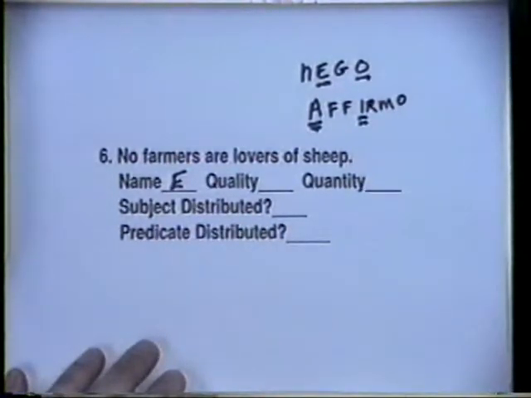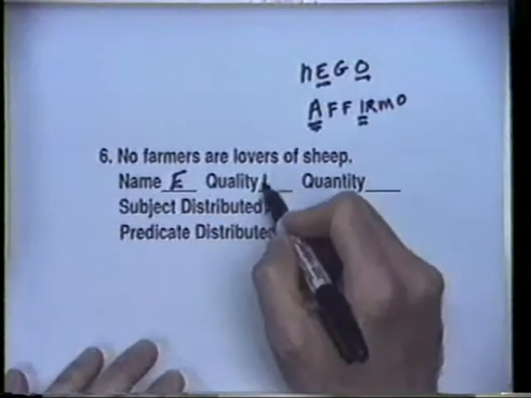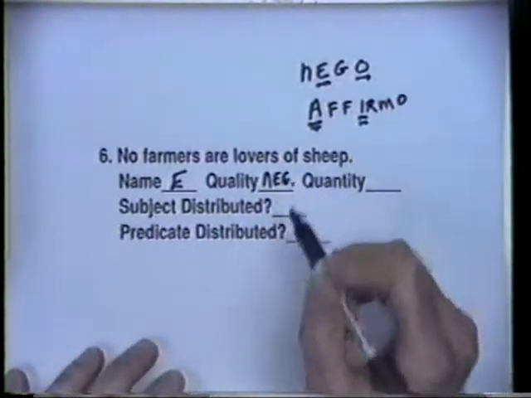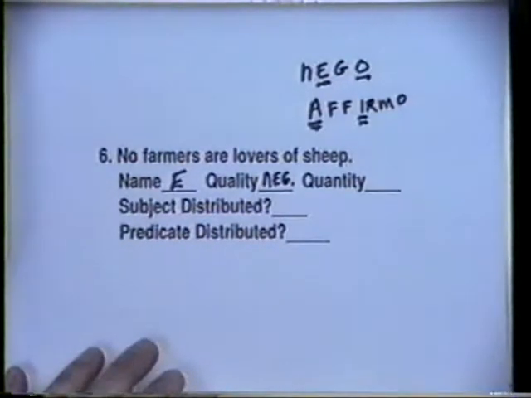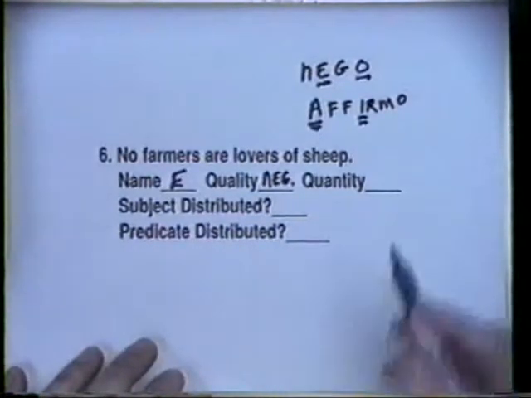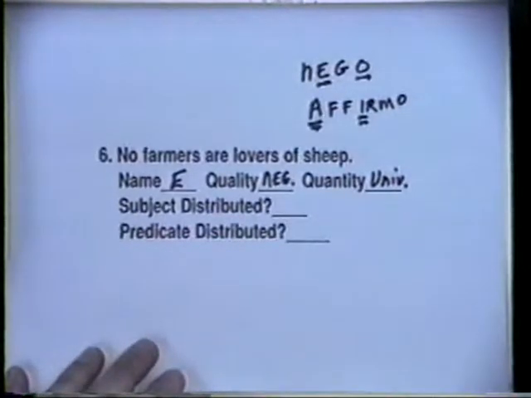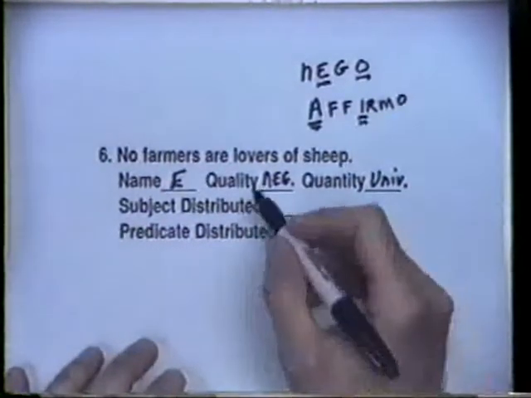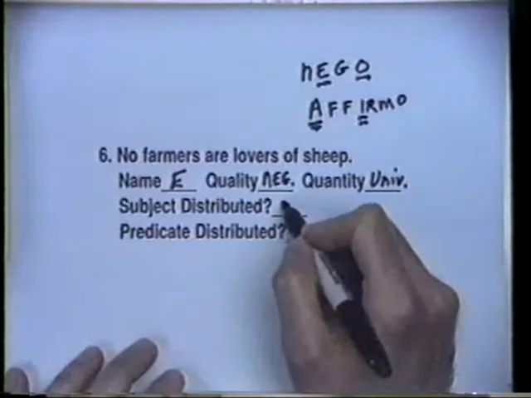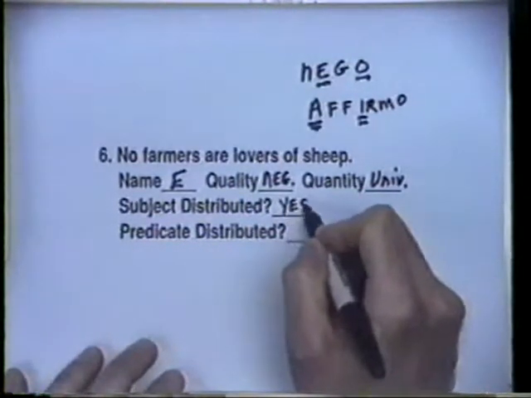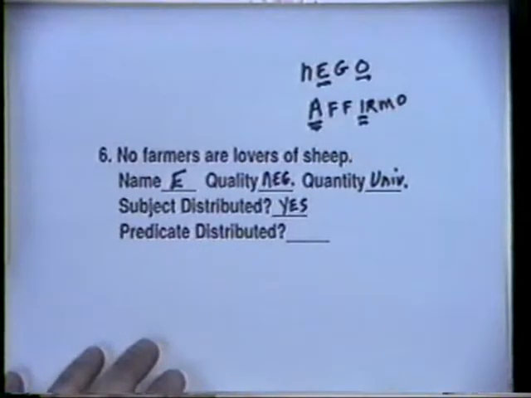What about the quality? Well, as we just said, this is negative in quality because it denies membership in the class of lovers of sheep to farmers. The quantity is universal because it does say something about all farmers. It says that they are not part of the class of lovers of sheep. That fact tells us that the subject term, farmers, is distributed, right? We have said something in this sentence about all farmers, namely that they are not members of the class of lovers of sheep.